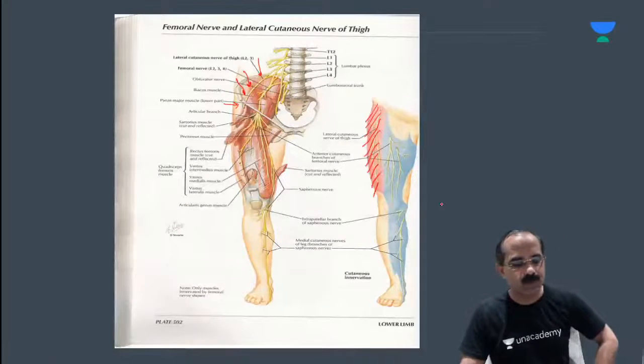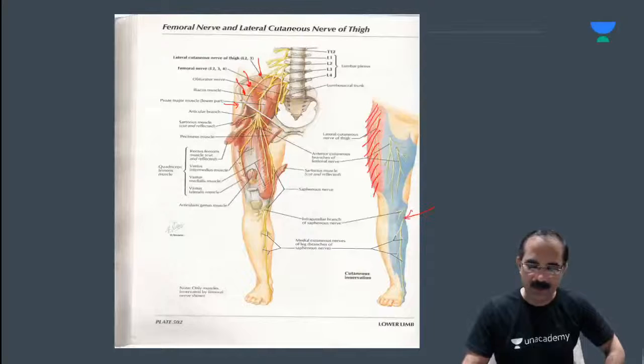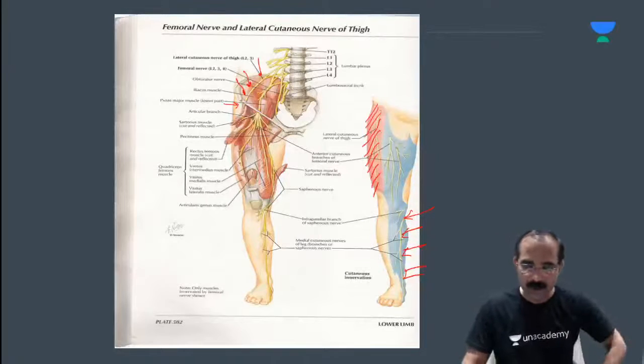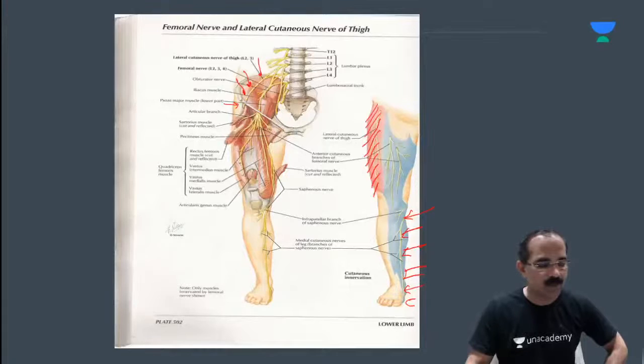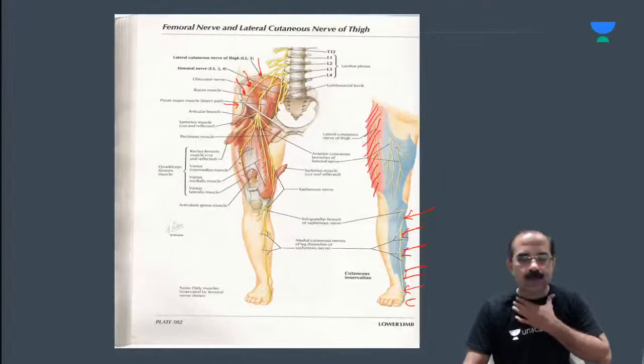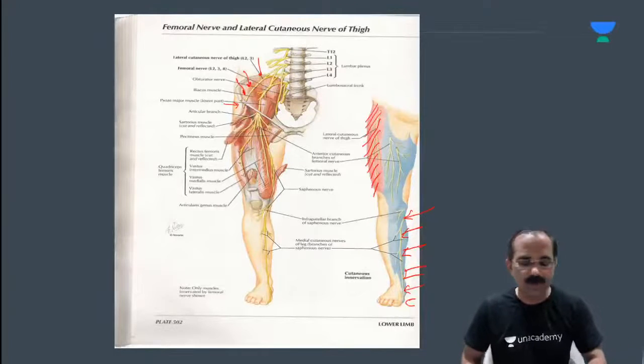The posterior division of femoral nerve gives 4 muscular and 1 cutaneous branch. The cutaneous branch is the saphenous nerve, and this saphenous nerve supplies the skin on the medial aspect of the leg and the foot up to the great toe. Clear? I hope this is all clear to all of you.